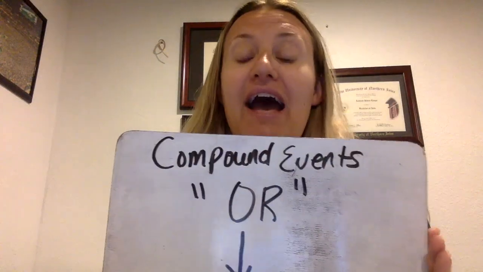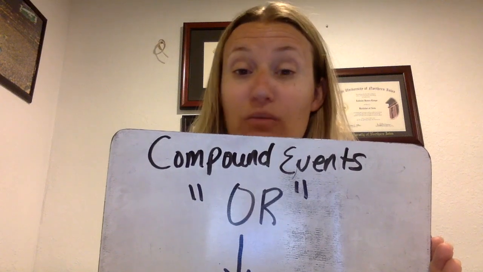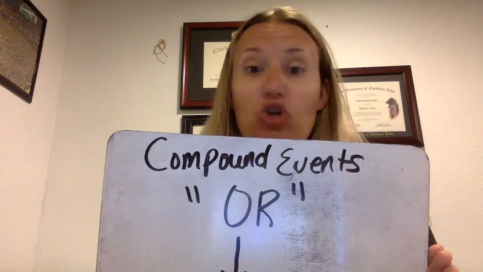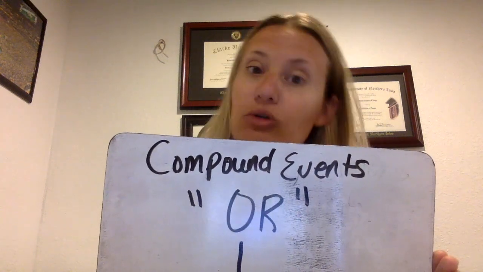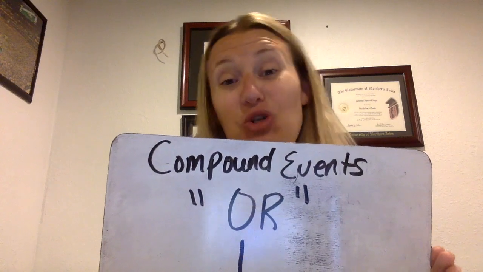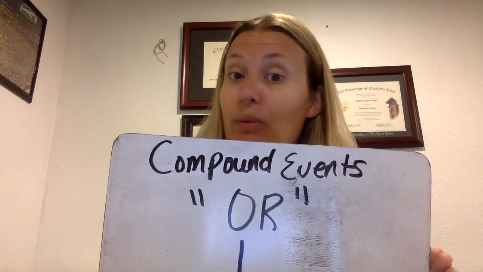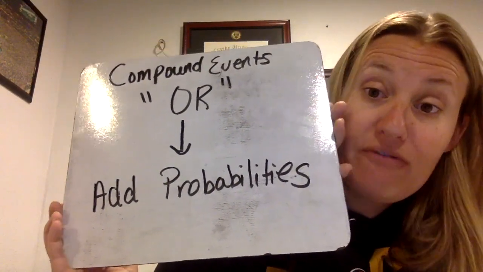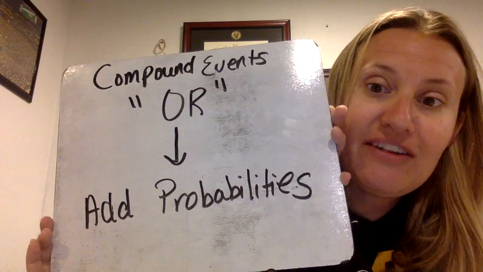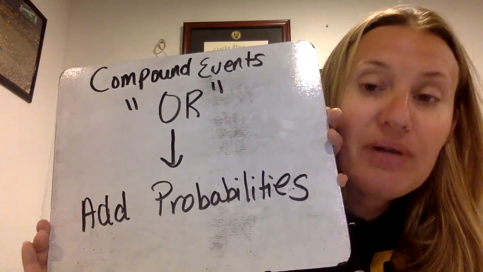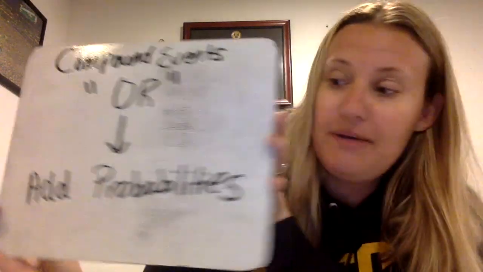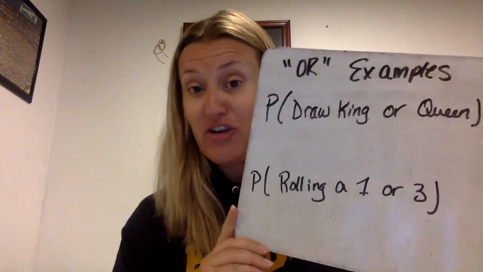So we're going to say, how do I find the probability of a compound event when we're talking or? What's the probability of drawing a red marble or a blue marble out of the bag? When I have a little choice like that, my probability is actually a little bit higher because you will actually add the probabilities of your two events. So in the case of the marbles, I would add the probability of finding a red marble plus the probability of getting a blue marble to get my total probability.